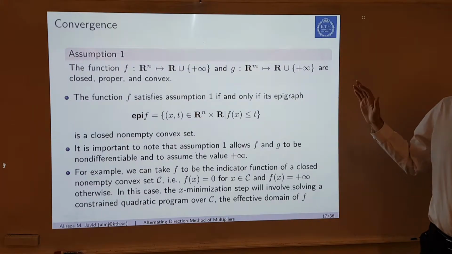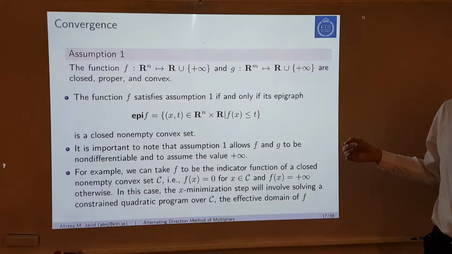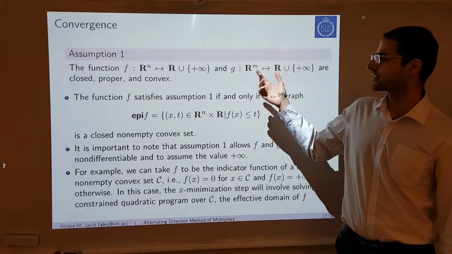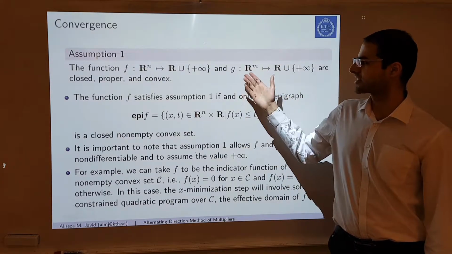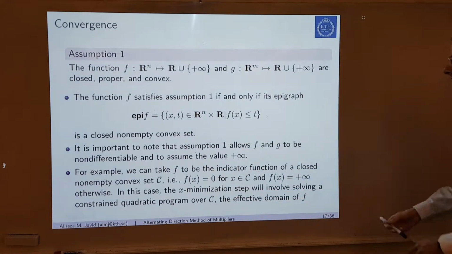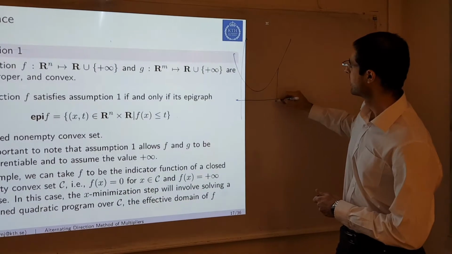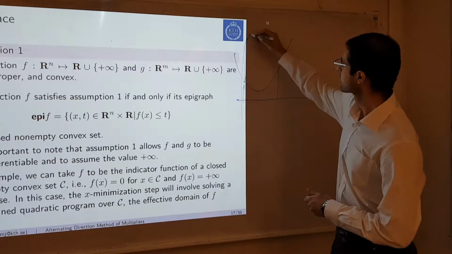For the convergence proof, we will make some assumptions. The first assumption is that the function f is closed, proper, and convex. It means that the epigraph, which is the space above the function, is closed. For example, you have a function like this, and this is the epigraph, somewhere here.